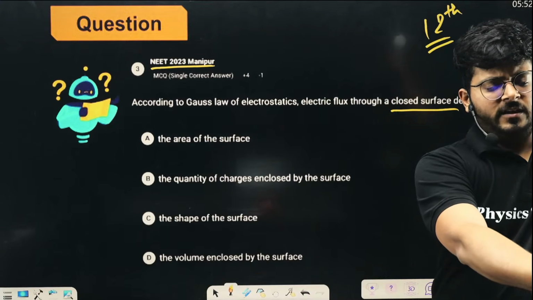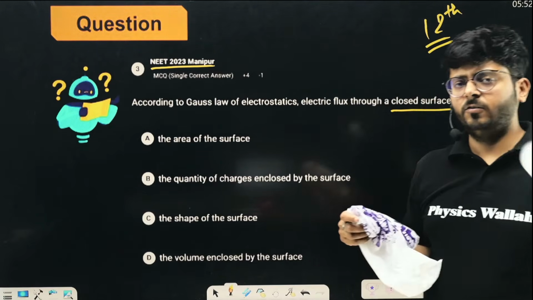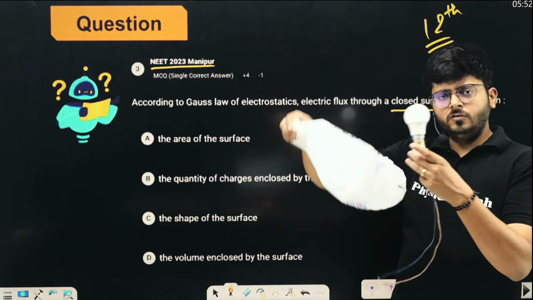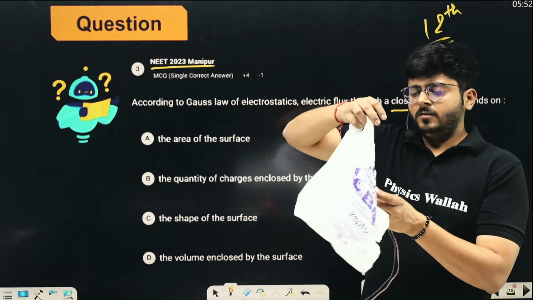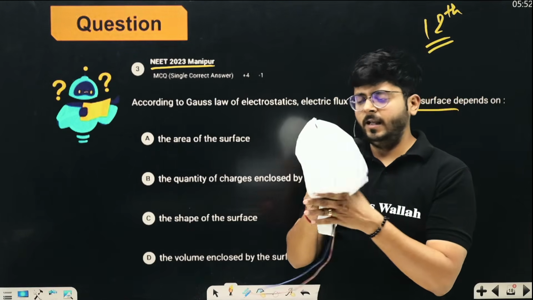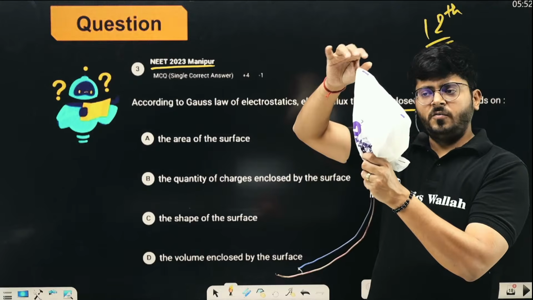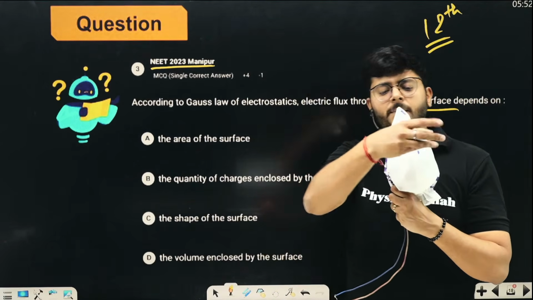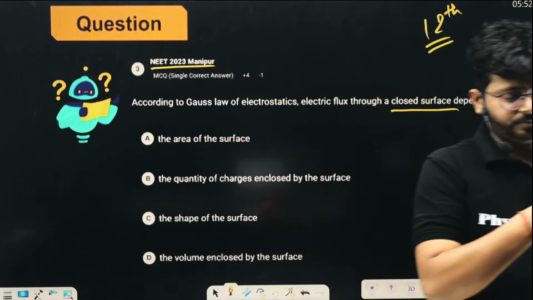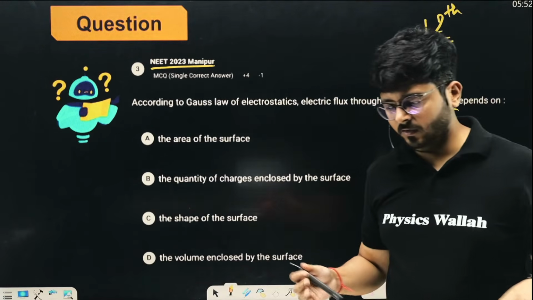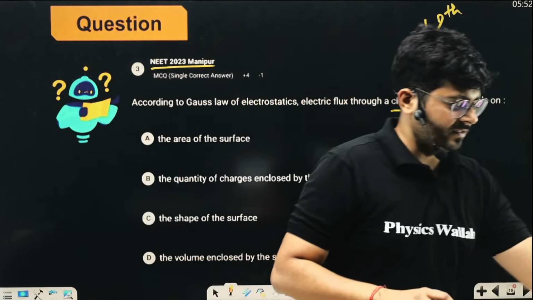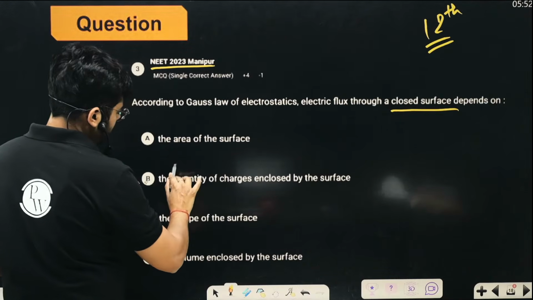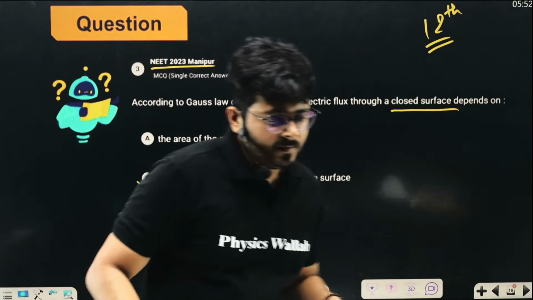And what actually decides the value of electric flux? By Gauss's law, we imagine a closed surface around it. Imagine this light bulb is glowing. In the main classes I showed you this light bulb glowing, and I took this enclosed surface around it, and I showed you that the field lines coming out of it were not changing. The field lines were dependent on the charge enclosed by the surface. So we can say that it depends on the quantity of charges enclosed by it. So option B is correct.